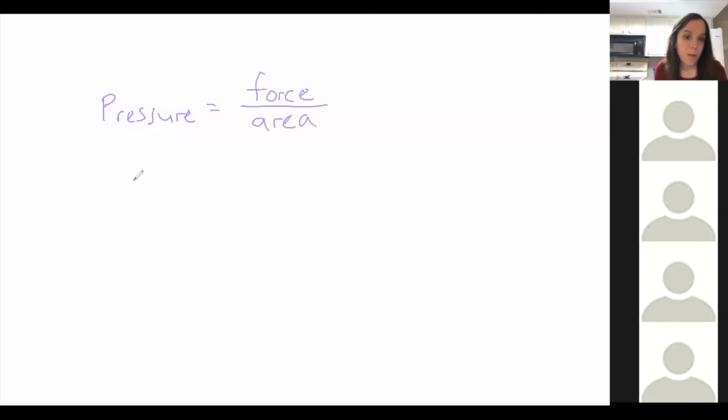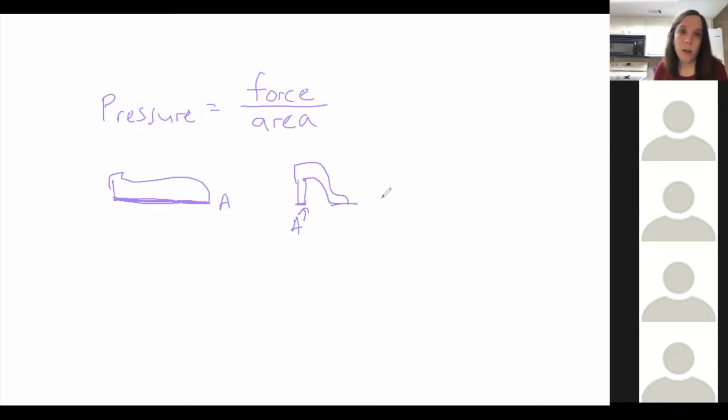So for example, if you have a flat shoe, and you're pressing your body weight on the shoe surface, the area would be the sole of your foot. All of this would be the area. But if instead you are wearing a heel, now in this case, the area is a lot smaller. So there's a lot of pressure being put on the heel right here.